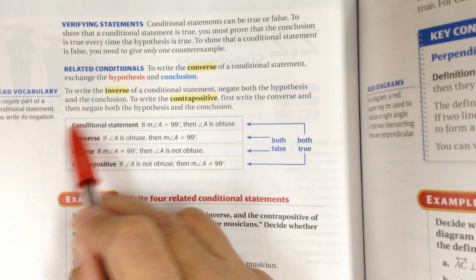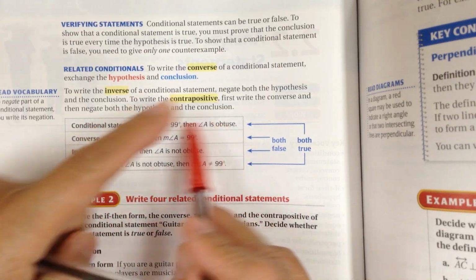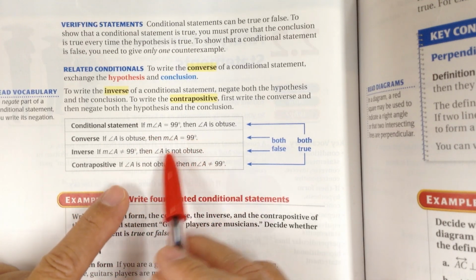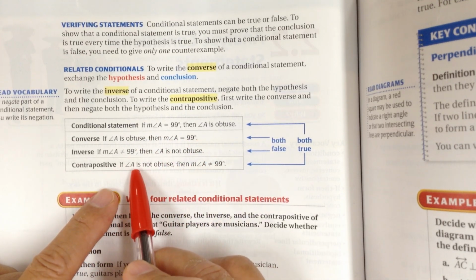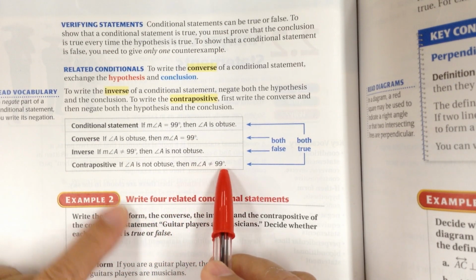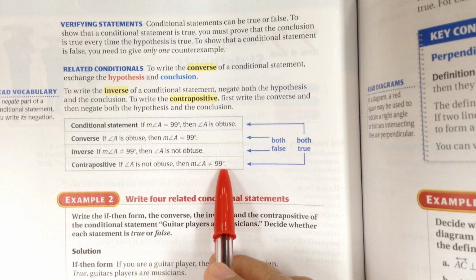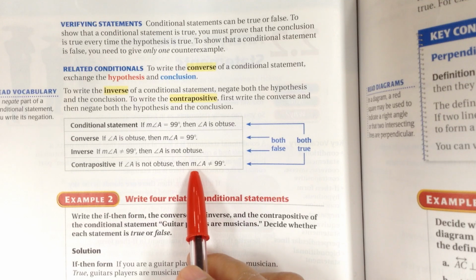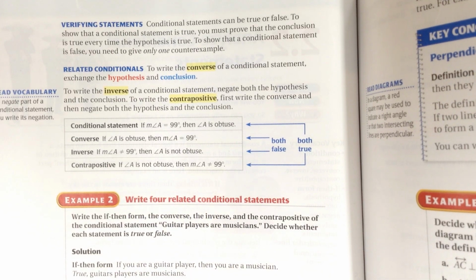So again, first you switch the two, the obtuse and the 99. Then you put negation. So if angle A is not obtuse, then measure of angle A is not equal to 99 degrees. So again, this is true.